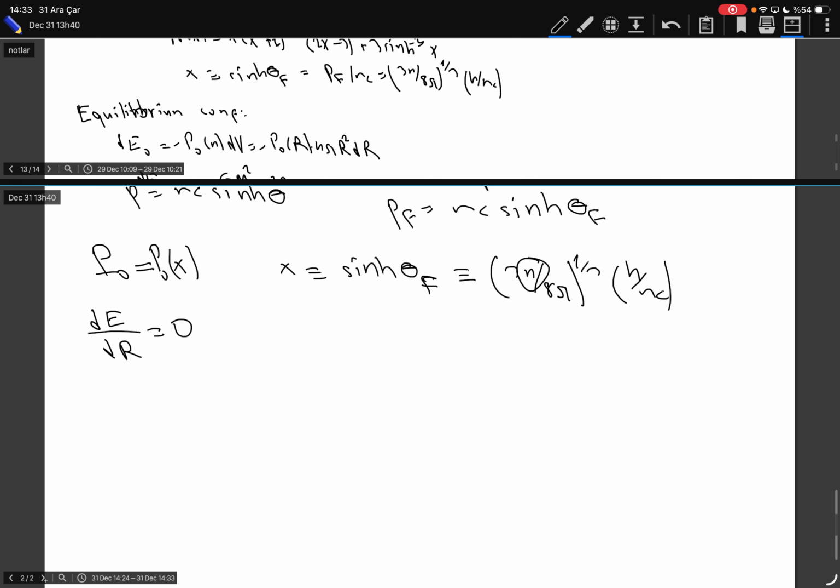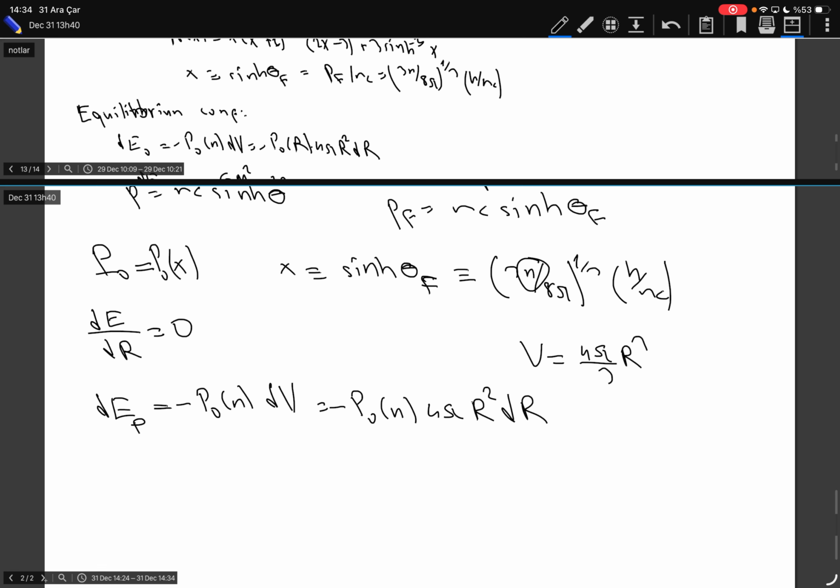Now, what is dE? Well, there will be a change in the energy from pressure, which will be just minus P0, which is a function of n or x, times dV. But V is 4 pi over 3 r cubed, so dV is just 4 pi r squared dr.